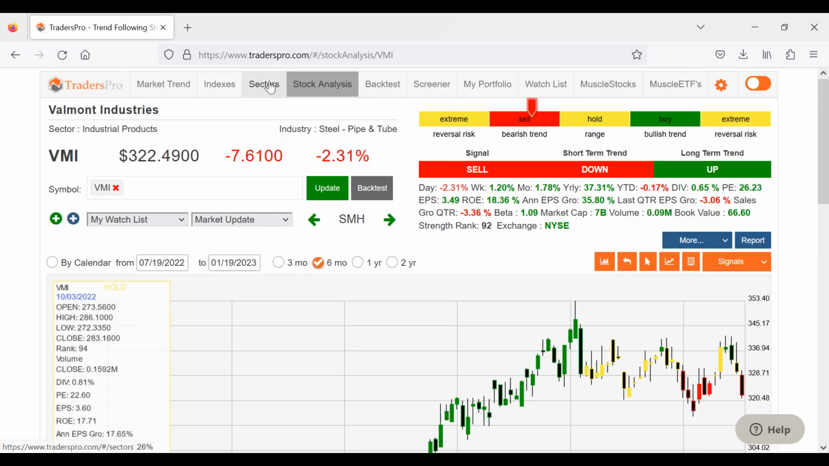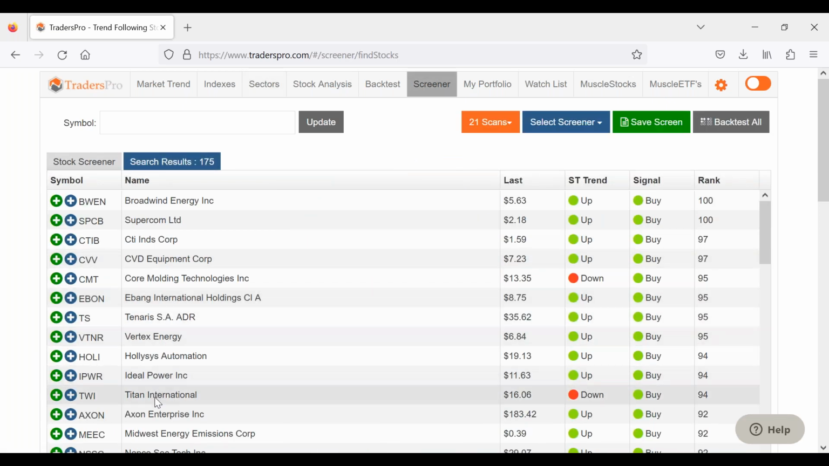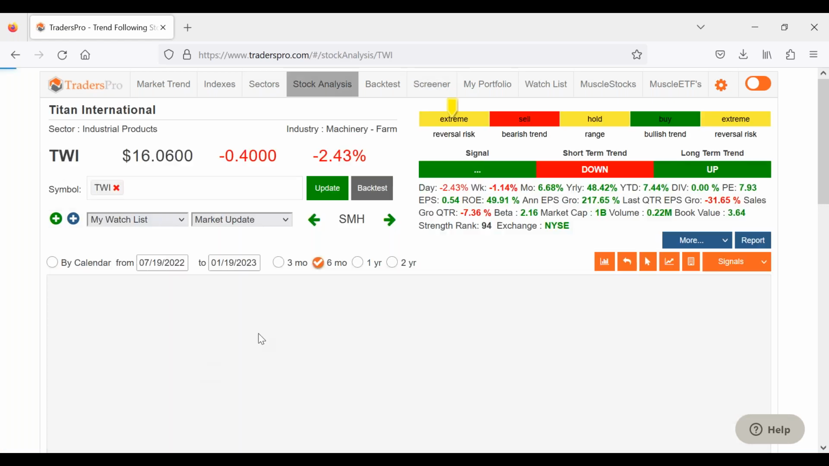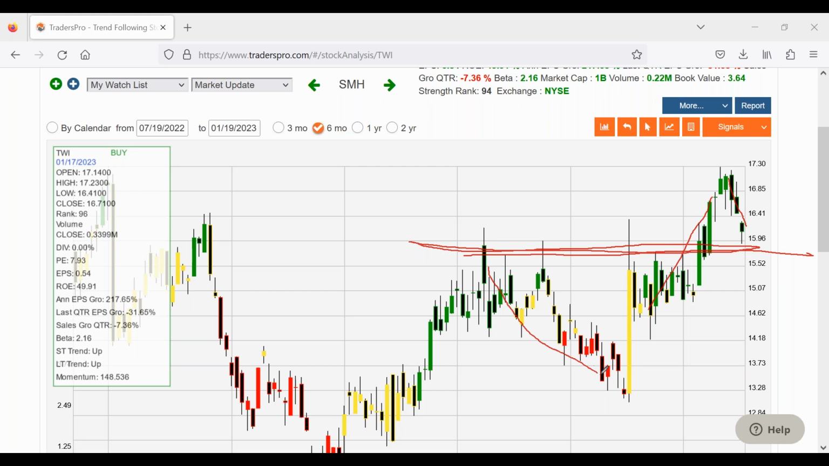And then there was one here under industrial products, under the buy section. This TWI, 94 strength rank. Again, it's down today, but it looks like it's in a correction, and it's kind of pulled back to the breakout area right here. So I'll look at that, or it broke out. By the way, this is what I'm talking about. This is not quite a cup formation here, but you have this little move up and then consolidated. So it's a little bit of a cup with handle formation.